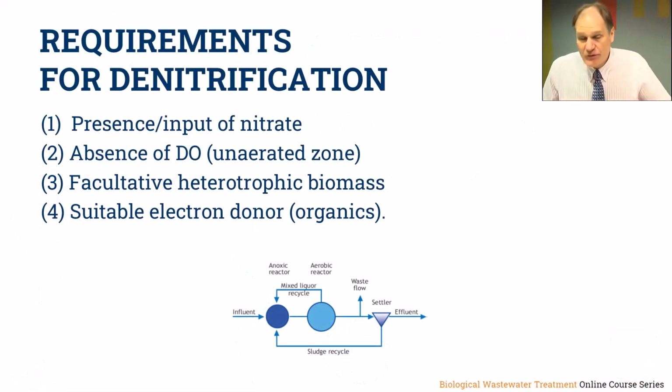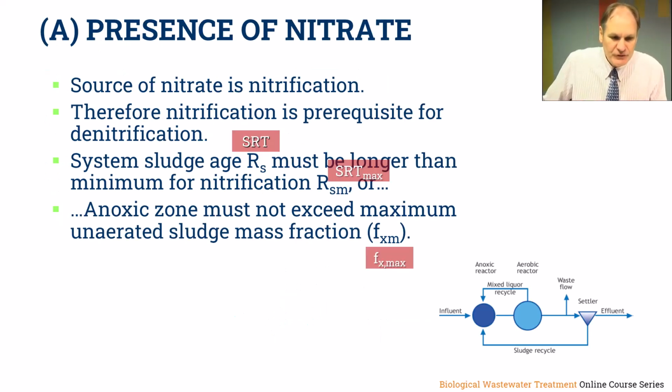So we've described the process of biological denitrification and compared it with the process of biological nitrification. Now we're going to define the requirements that we need to impose in an activated sludge reactor in order to effect biological denitrification. In other words, establish denitrification in our system. So the first thing we require is the presence and the input of nitrate.